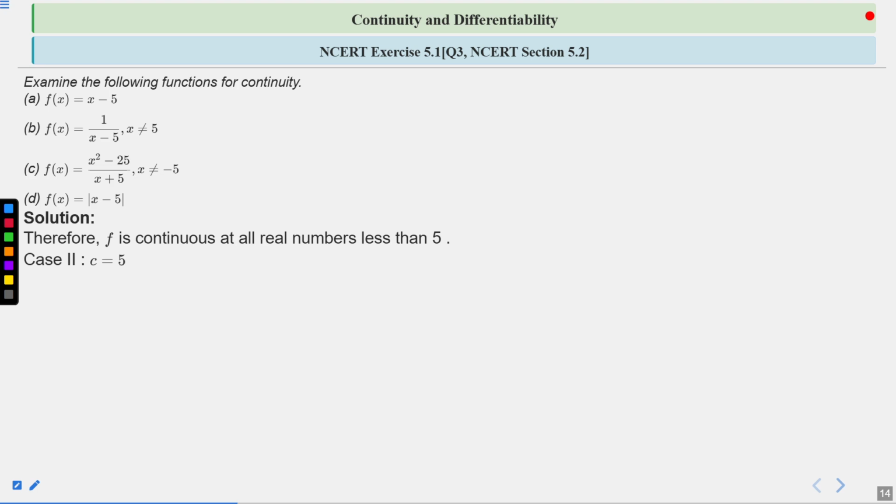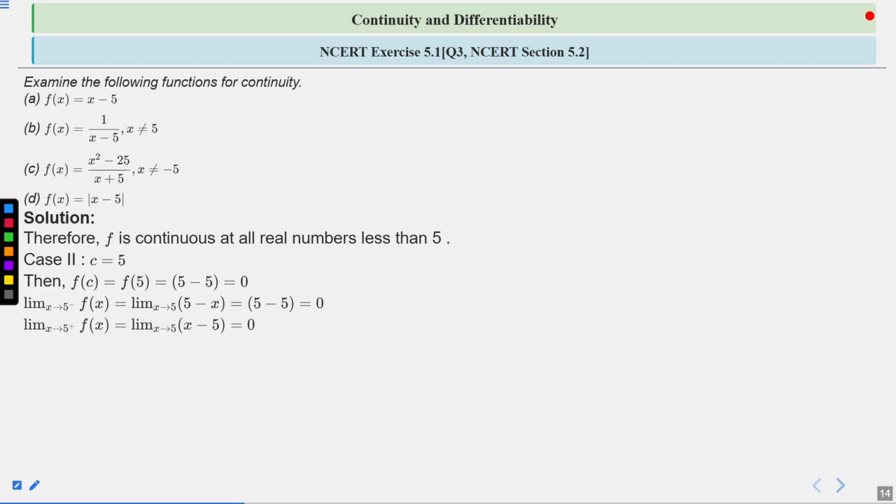Case 2, c is equal to 5. Then f(c) is equal to f(5), which is equal to 5 − 5, which will be equal to 0. Therefore, limit as x approaches 5 from the left of f(x) is equal to limit of 5 − x, which is equal to 5 − 5 equal to 0. Limit as x approaches 5 from the right of f(x) will be equal to limit of x − 5, which is coming out to be equal to 0.